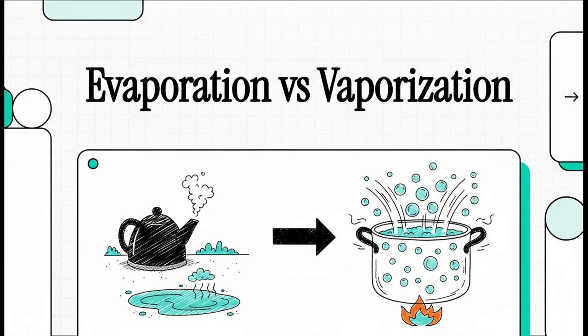You've seen this happen a million times. A puddle on the sidewalk just disappears. A kettle on the stove starts screaming. Both are just water turning into gas, right? Well, not quite. It turns out that in science, these are two totally different things: evaporation and vaporization. And once you see the difference, you'll see it everywhere.